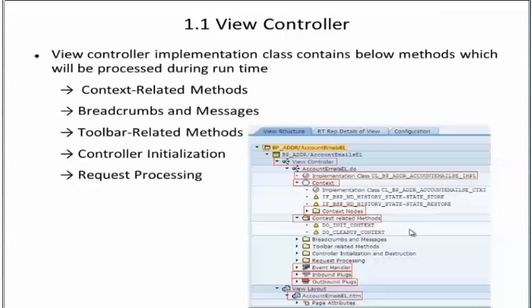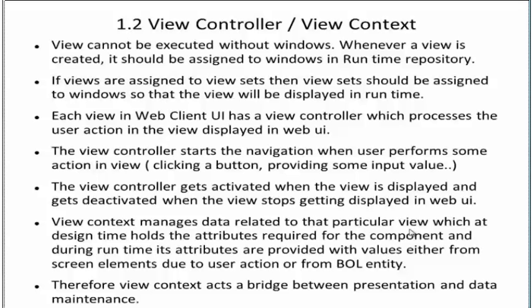So moving forward, as we had mentioned, a particular view cannot be shown without a window. Though you can create the views within the component, without assigning the view to a window, you will not be able to show it on the screen. So the assignment of a view to a window is done in the runtime repository editor, where we can define which views are a part of a particular window.